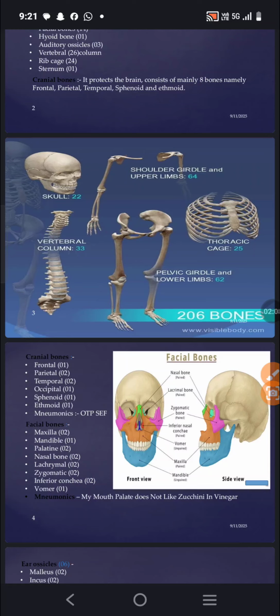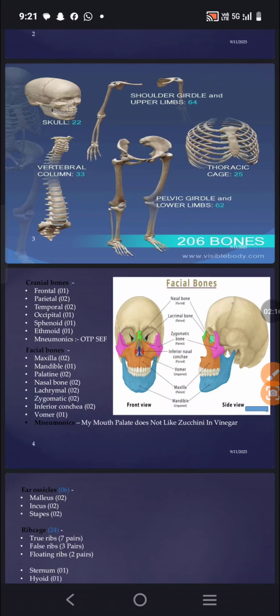The second is the facial bones. The facial bones include maxilla, mandible, palatine, nasal bone, lacrimal, zygomatic, inferior concha, and vomer. Among all these, the mandible and vomer are single, and the rest are in pairs.